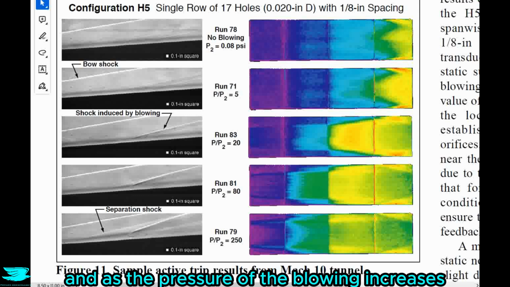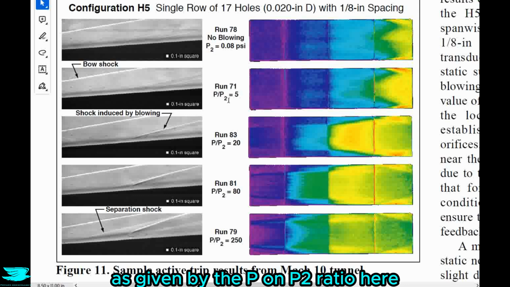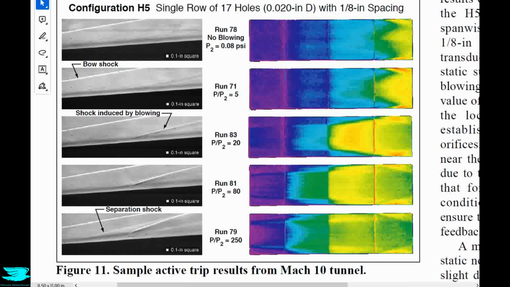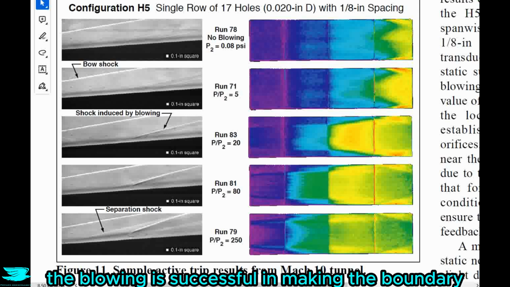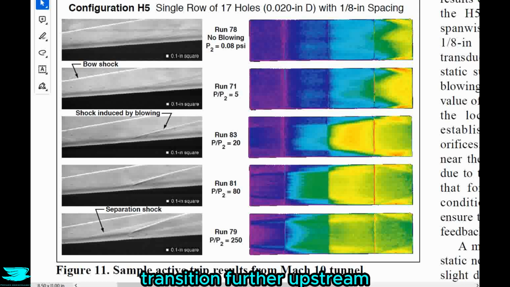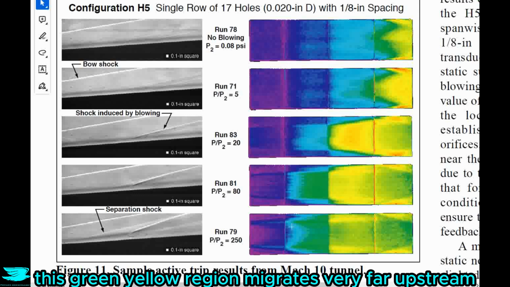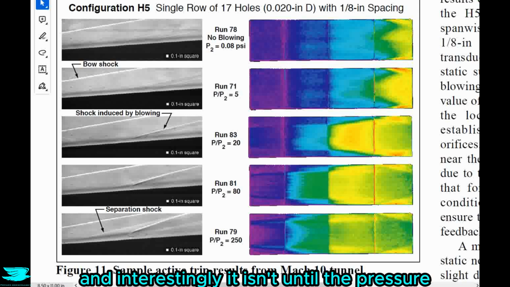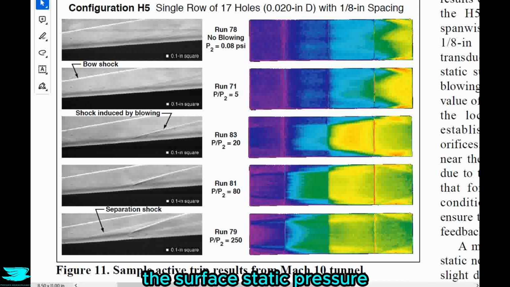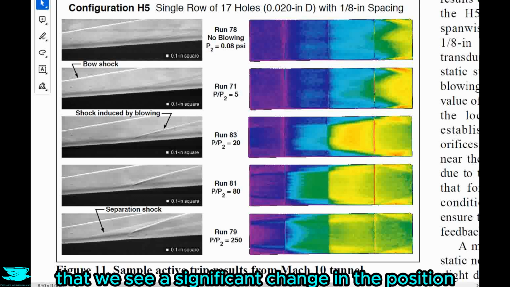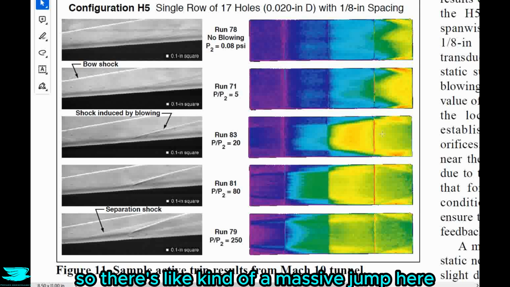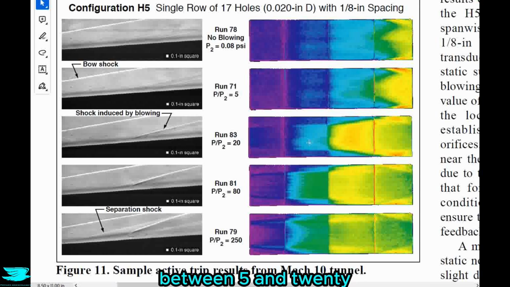And as the pressure of the blowing increases, as given by the P on P2 ratio here, we can see that the blowers are successful in making the boundary layer transition further upstream as given by the green to yellow region. So as the pressure increases from nothing to 5 times the surface static pressure up to 250 times the surface static pressure, this green-yellow region migrates very far upstream. And interestingly, it isn't until the pressure coming out of the holes is 20 times the surface static pressure that we see a significant change in the transition location. So there's like kind of a massive jump here between 5 and 20.